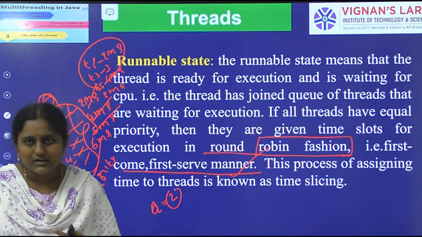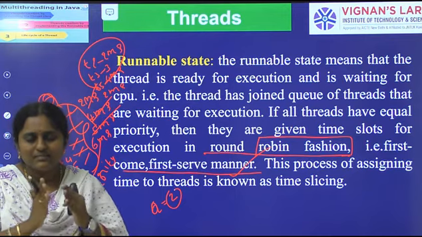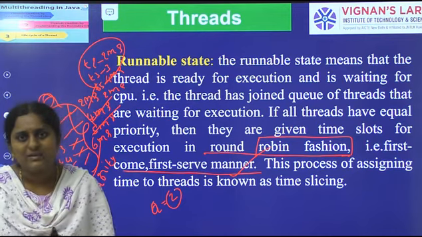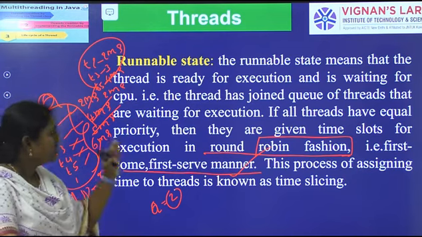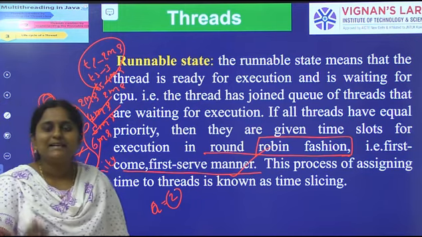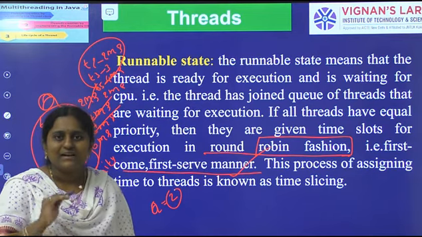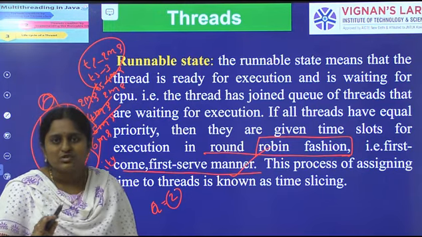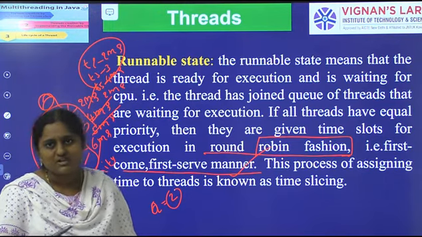What thread is executing at present and what thread is going to get executed next depends upon the CPU scheduling. Scheduling is highly dynamic. So there is the runnable state. Simply remember that runnable state means ready for execution and waiting for the CPU. Multiple threads join the queue and wait for CPU execution. It follows two procedures, either round robin fashion or first come first serve manner.